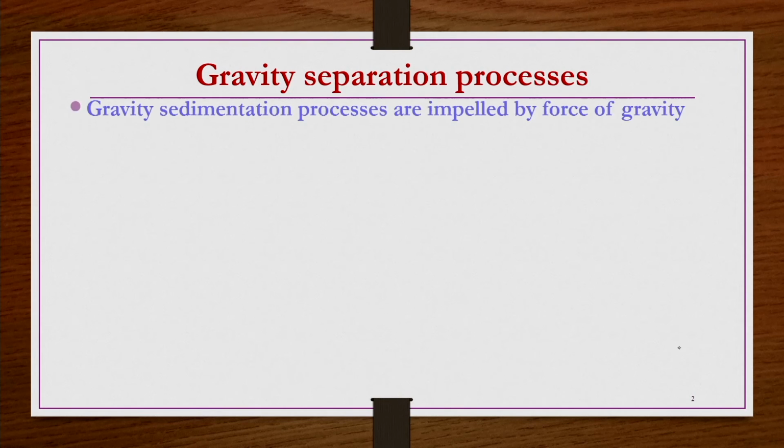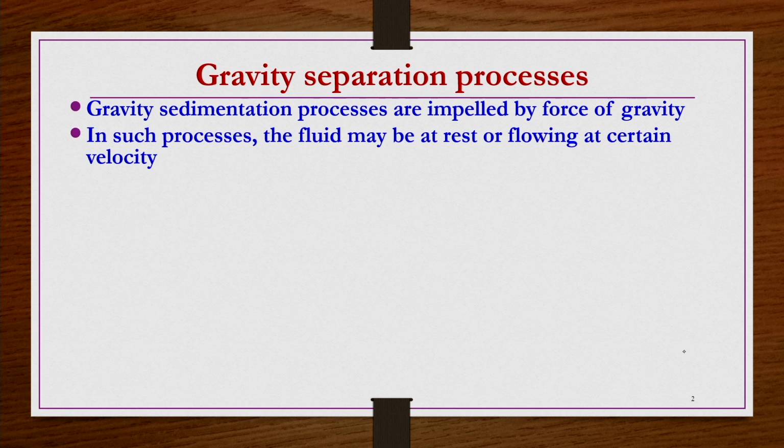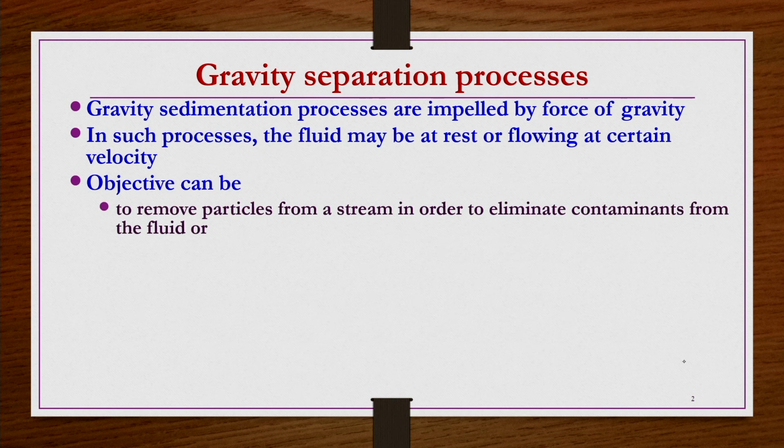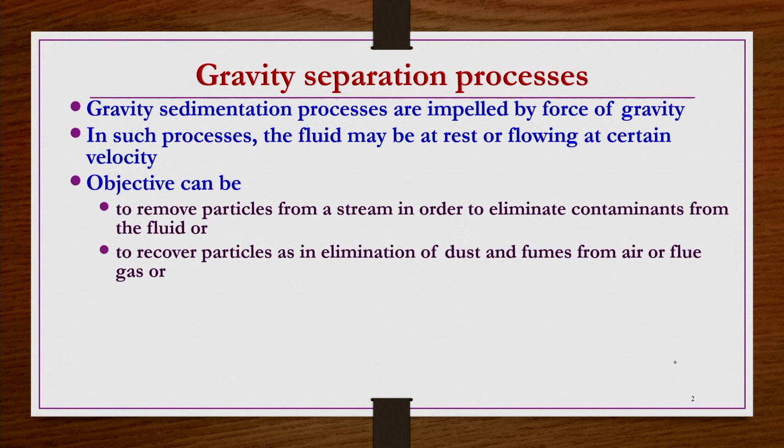Gravity sedimentation processes are impelled by the force of gravity. Because of gravity the sedimentation is taking place. In such processes, the fluid may be at rest or flowing at a certain velocity. Under these gravity separation processes, the objective can be different as per the application. One objective can be to remove particles from a stream in order to eliminate contaminants from the fluid, or to recover particles, as in elimination of dust and fumes from air or flue gas, or to remove solids from liquid waste.